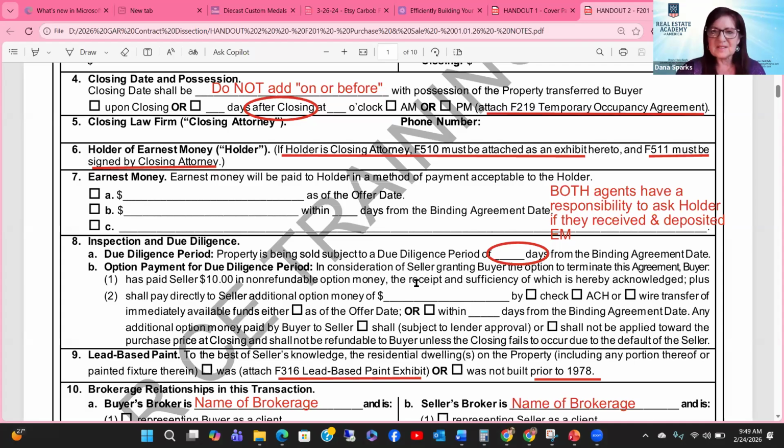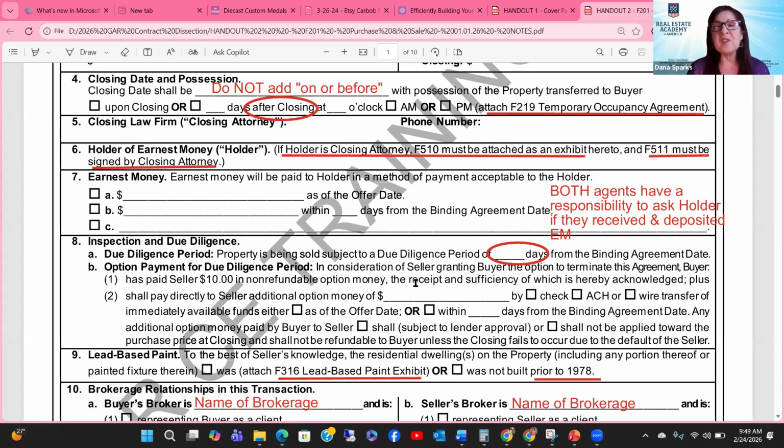Both agents, buyer side agent and seller side agent, have a responsibility to ask the holder: did you receive the earnest money? Did you deposit the earnest money? This is not just a buyer's agent responsibility.